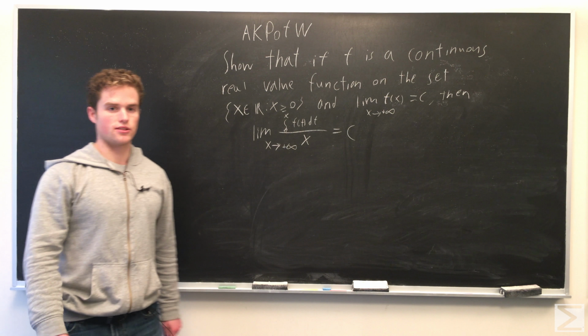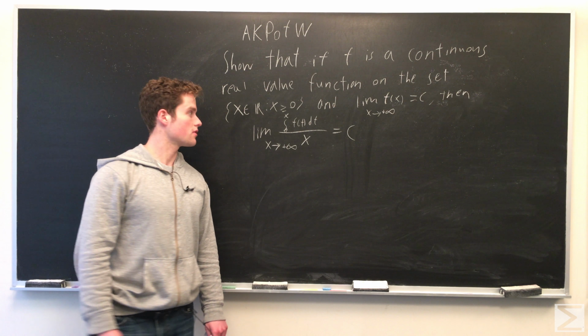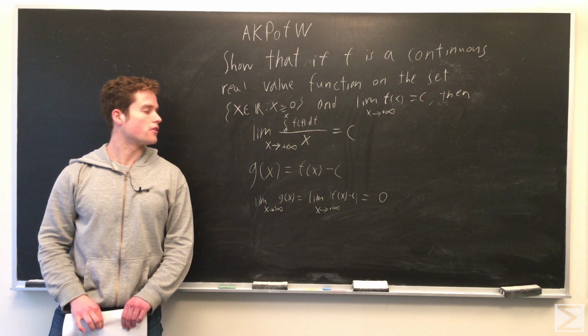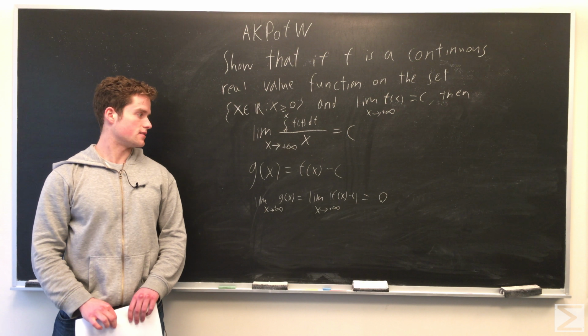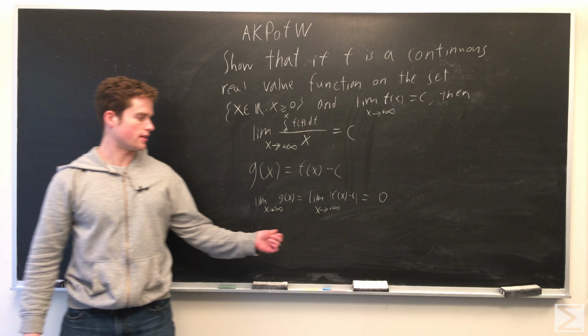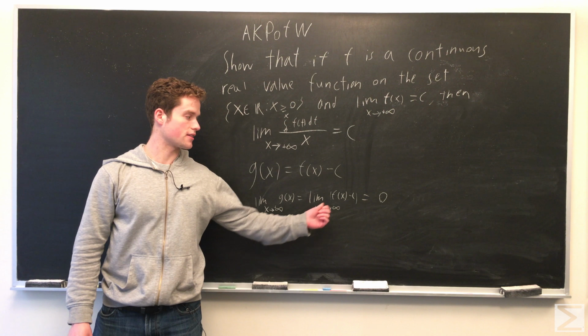So first, we're going to consider a slightly different function. We're going to consider a function g of x, which equals f of x minus c. Note that the limit as x goes to infinity of g of x is the limit as x goes to infinity of f of x minus c.